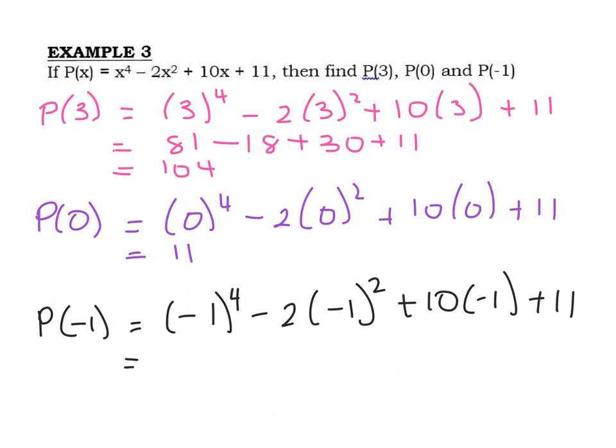So -1 to the power of 4 is just going to be positive 1. -1 squared is positive 1, but times by -2 will make it -2. Plus 10 times -1 will be -10 plus 11. And if you add those all up, 1 minus 2 minus 10 plus 11 gives you an answer of 0.